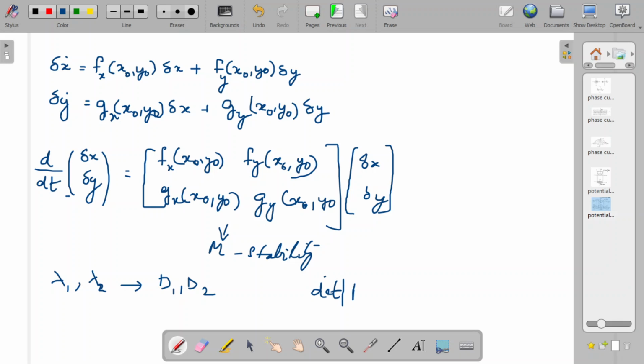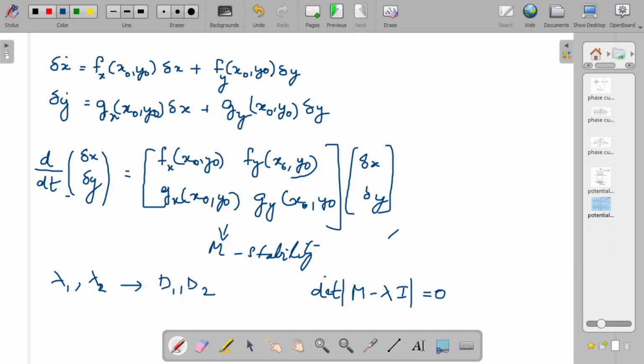The determinant of M minus lambda I equal to 0. So for lambda 1, I have M minus lambda 1 into I equal to 0. Then you can solve for delta x and delta y. Similarly, for lambda 2, putting lambda 2 here and solving again, you will get another delta x and delta y. Thus by finding the determinant of M minus lambda I, you can get the solution for delta x and delta y.